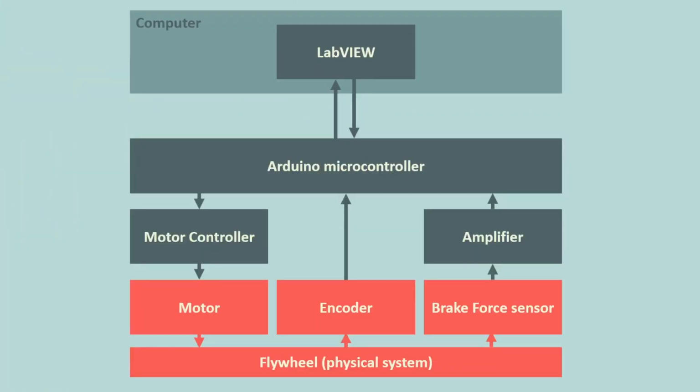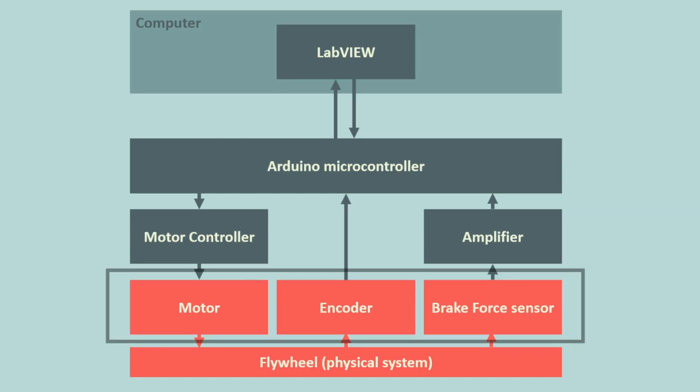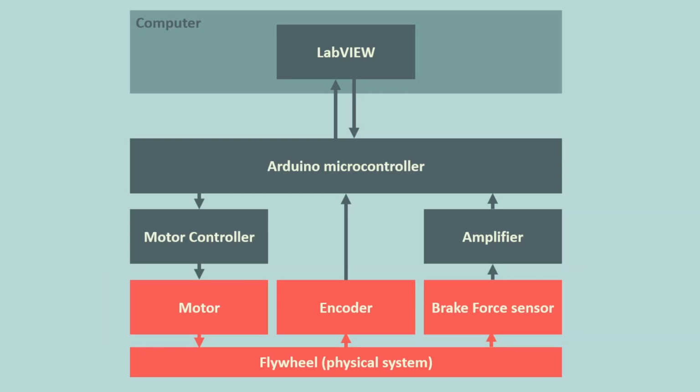This diagram shows the main components in the system. In the bottom, we have our physical system. This is the flywheel that is connected to the motor. The three devices above the flywheel are devices that are interacting directly with the flywheel. It's the motor, which is giving the flywheel speed. It's the encoder that is measuring the position of the flywheel. And we have the brake force sensor, which can measure the force used for braking.